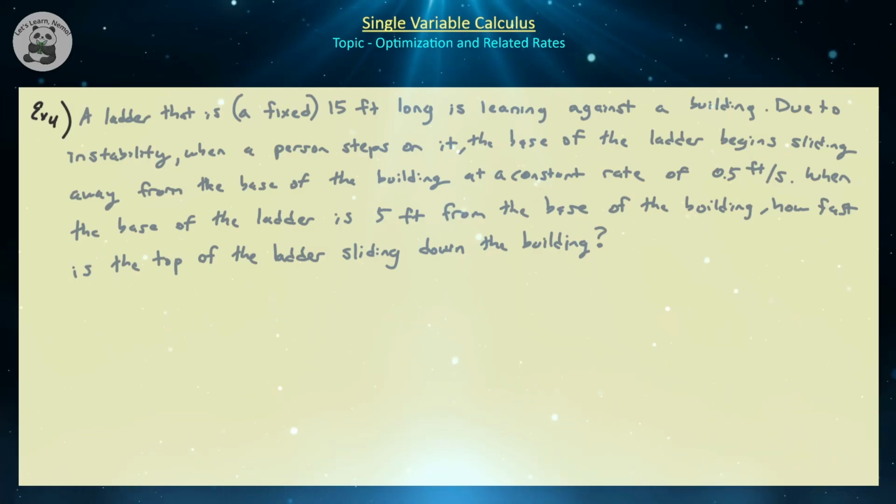The next problem that we're going to look at is also a related rates problem. Let's assume that you have a fixed length ladder that is 15 feet long and it's leaning against a building.